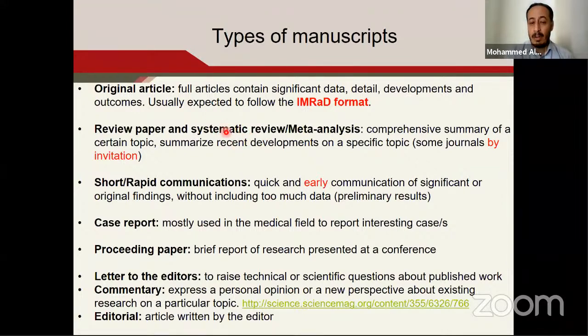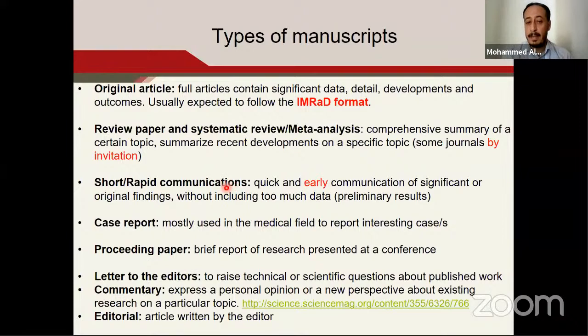By the way, I usually also conduct workshops on how to do systematic review and meta-analysis. And my students, during the first two semesters, usually draft a review, narrative review or systematic review, during their first semester. But for reviews, sometimes some journals accept them only by invitation. The third type is the short or rapid communication.